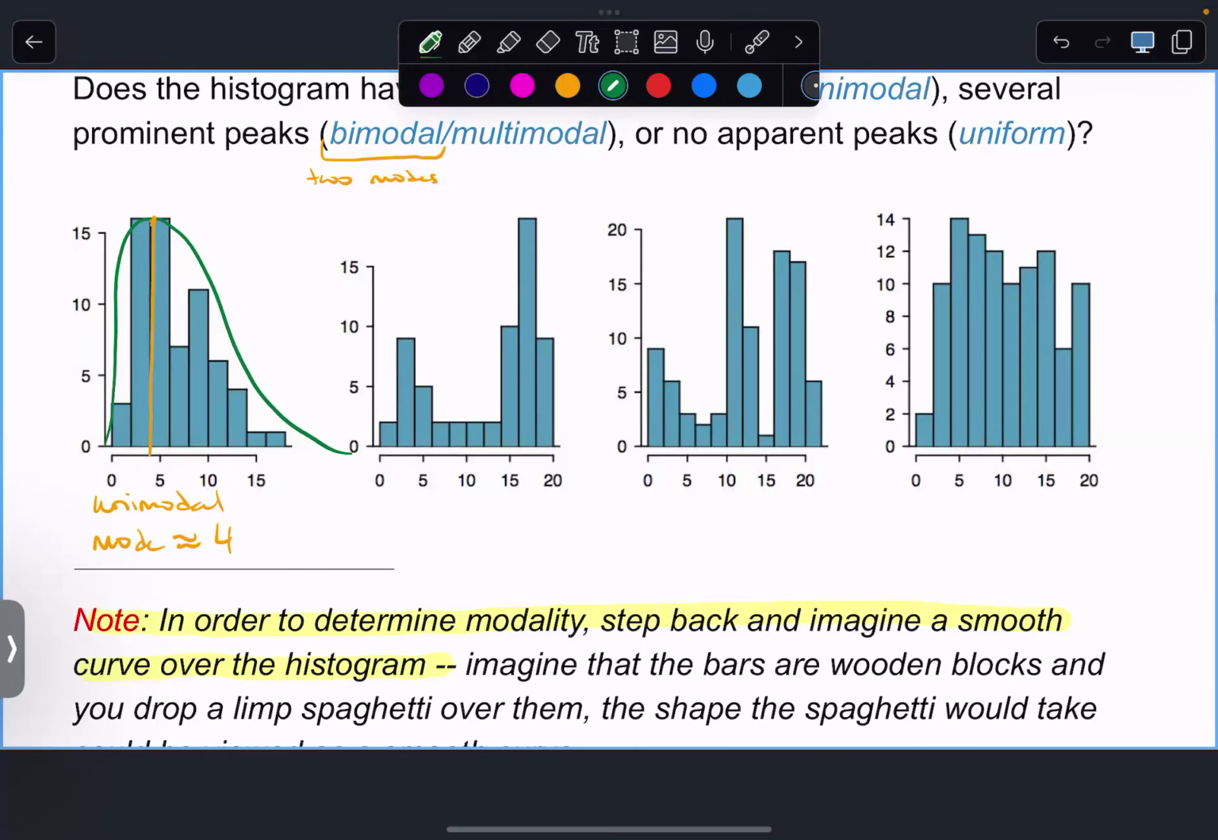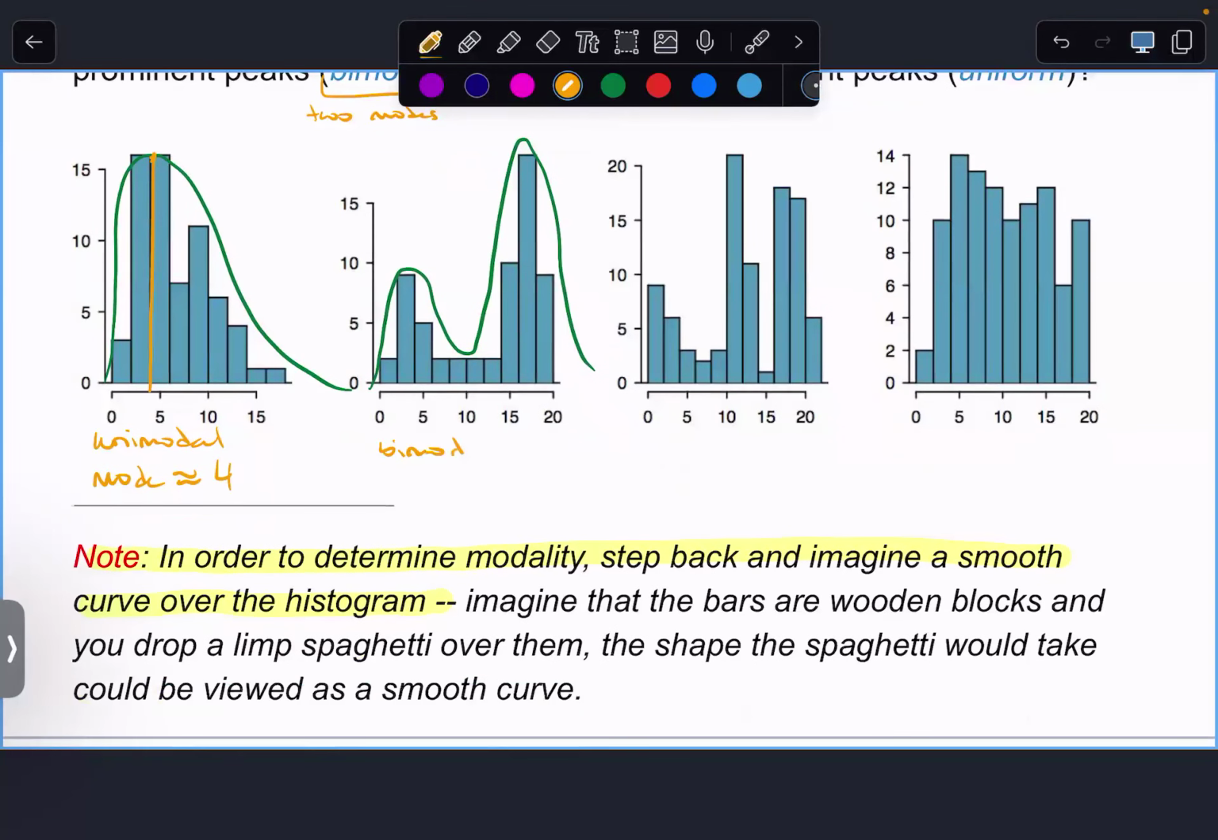The next one, there's no denying, we are going to have 2 prominent peaks. Generally, the shape, so this I would call bimodal. And the modes seem to be roughly around, let's say 4 again, and 18-ish. It's all ish. Roughly 4 and 18, roughly.